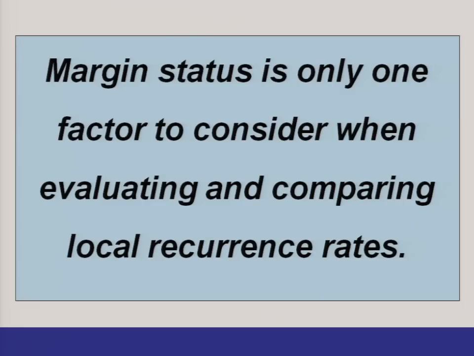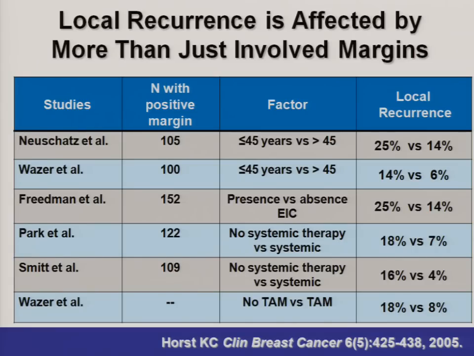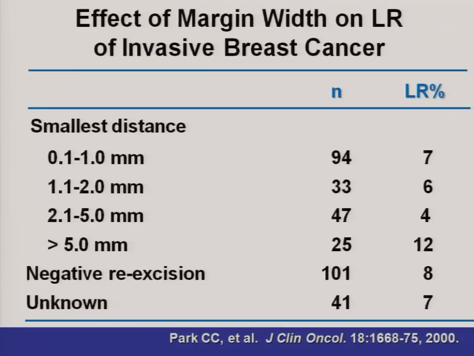Margin status, as we heard, is only one factor to consider when evaluating local recurrence. Thank you. I have great help up here. If you look at age, younger women do worse than older women. A lot of DCIS does worse. Systemic therapy decreases positive margin. Okay.